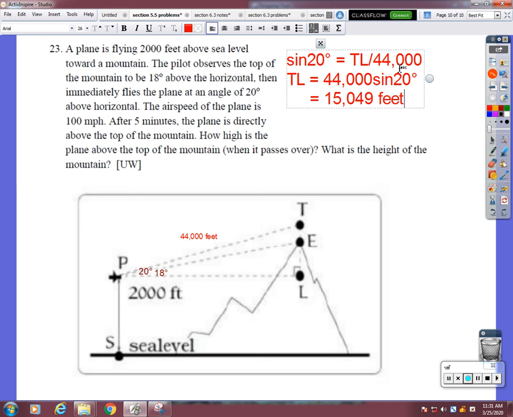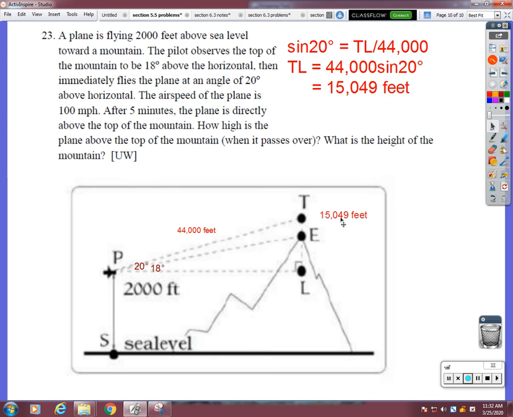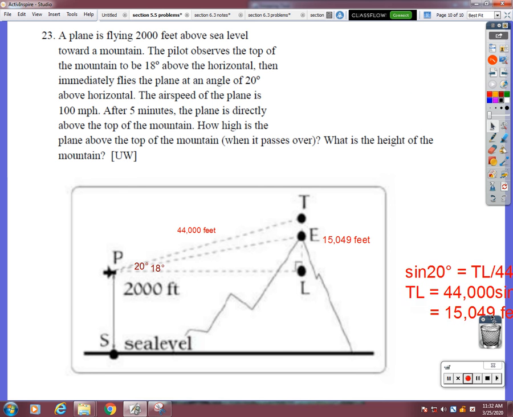Okay, so that is the entire distance right here. Oh, this is a little trickier than I thought. So now what I'm going to have to do is write that in there so I can clear up some space for some more work. So this is 15,049 feet, and that is the entire distance from T to L. All right, let's get rid of this work that we did.